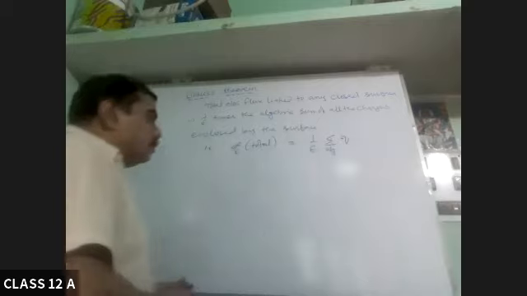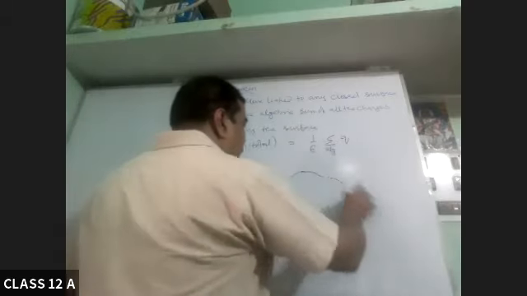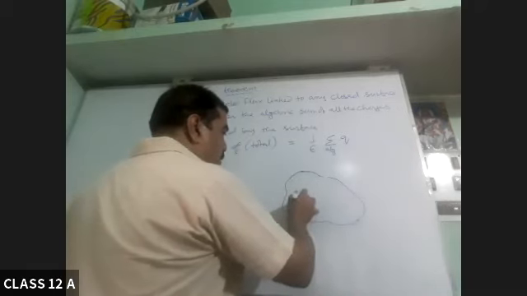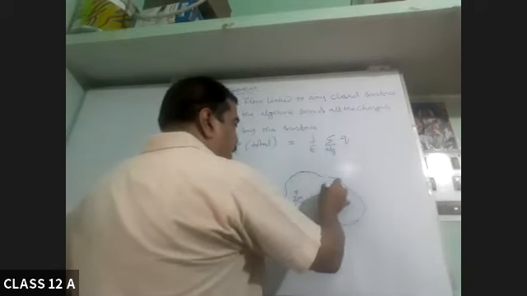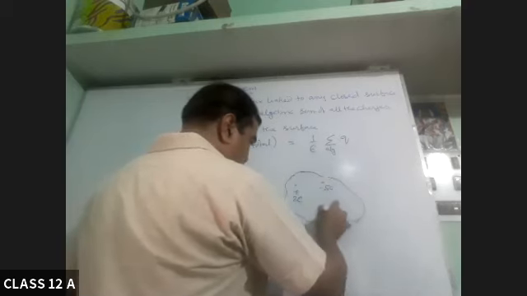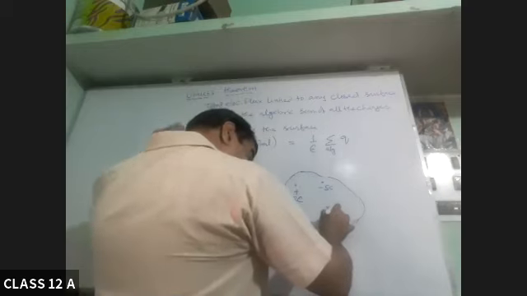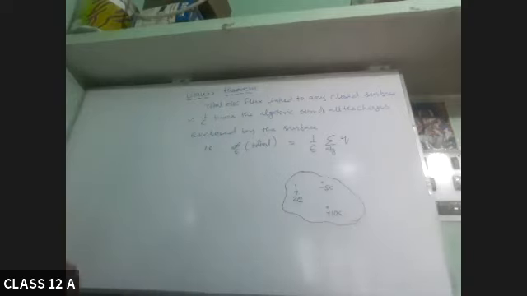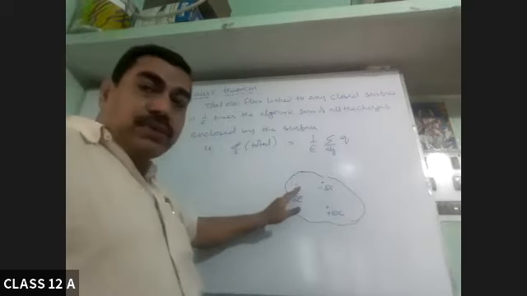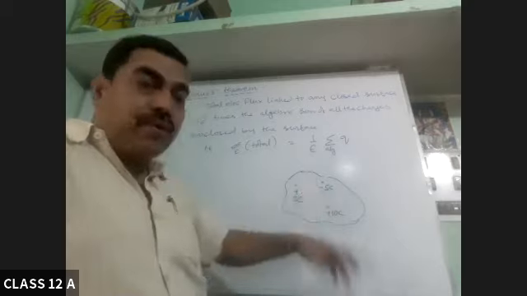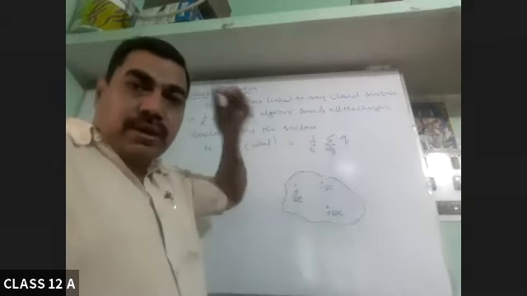So what does it mean? Suppose we are considering any surface like this. Here is a plus 2 coulomb charge, a minus 5 coulomb charge, and a plus 10 coulomb charge placed inside. Due to the positive charges, electric lines of force will come out, but due to the negative one, they will go inside.